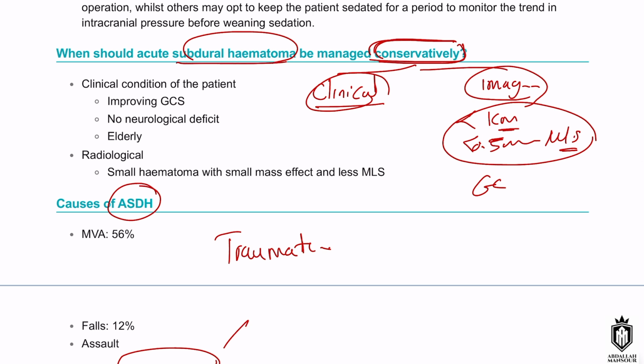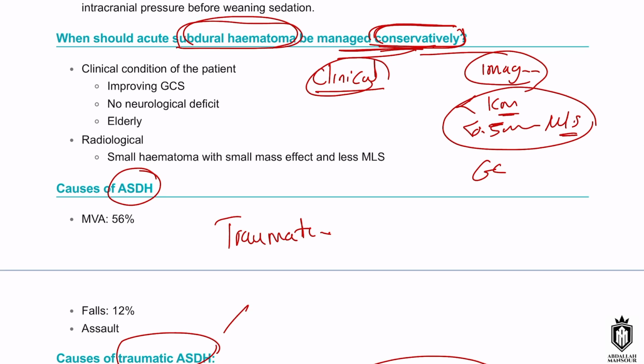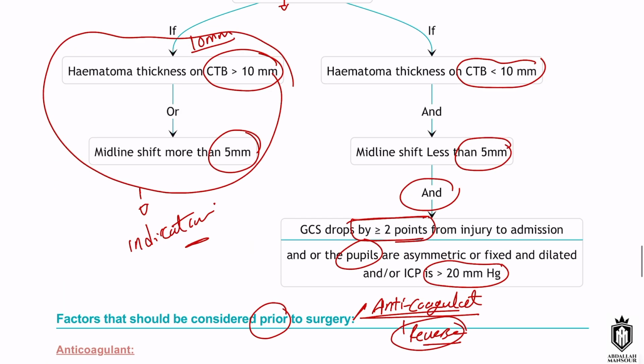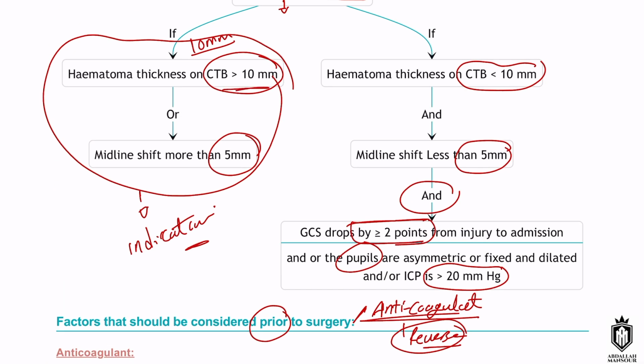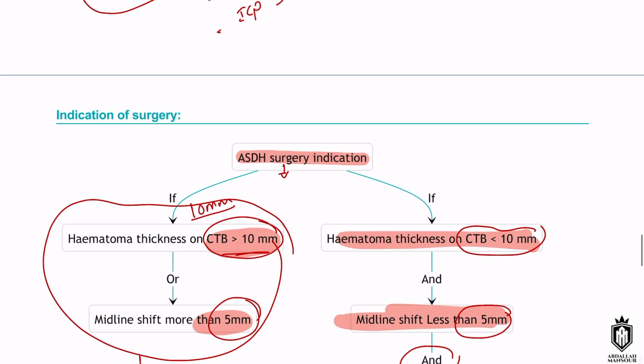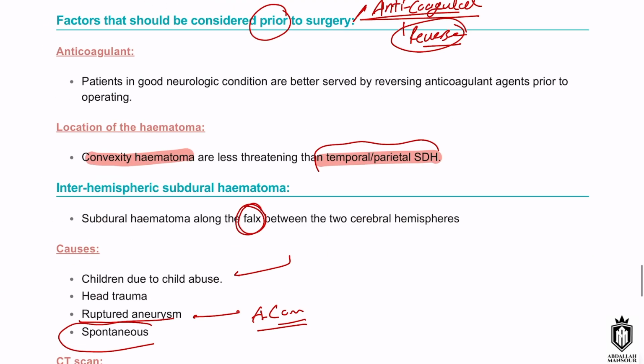And acute subdural hematoma can be managed conservatively if the patient is clinically well and radiologically you have a small hematoma, and on the other side can be managed surgically if you have a hematoma that is more than 10 millimeter in thickness or more than 5 millimeter in the midline shift. On the other side, if this is not achieved, you can consider surgery if the patient had a 2 point drop in GCS, or asymmetric or fixed dilated pupils, and an ICP of 20 millimeter mercury.